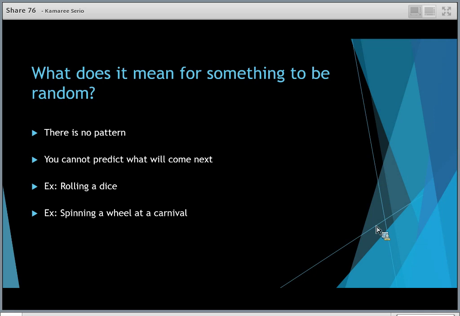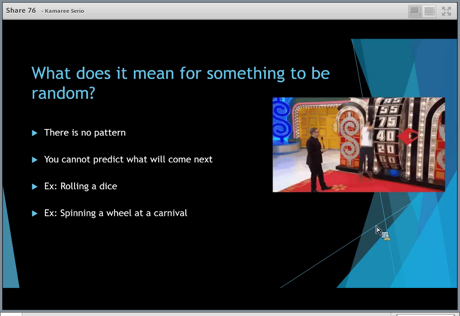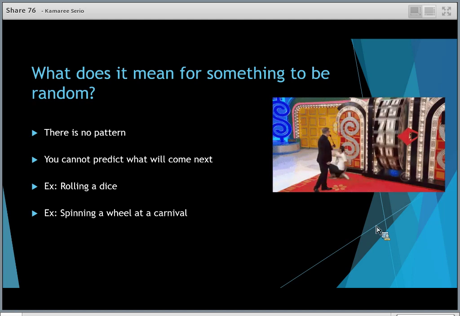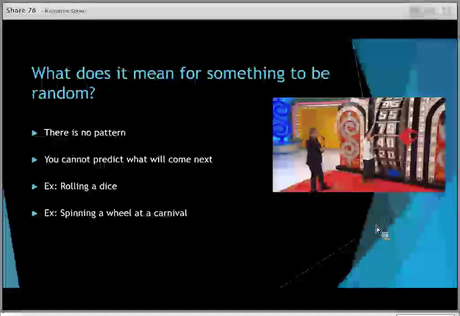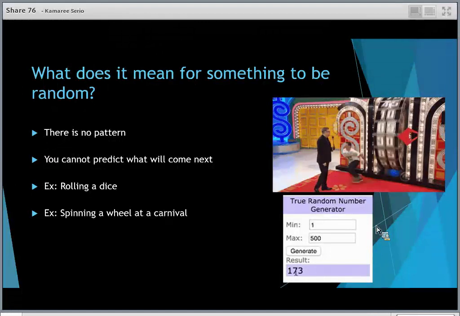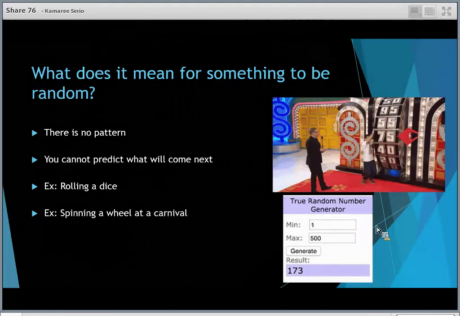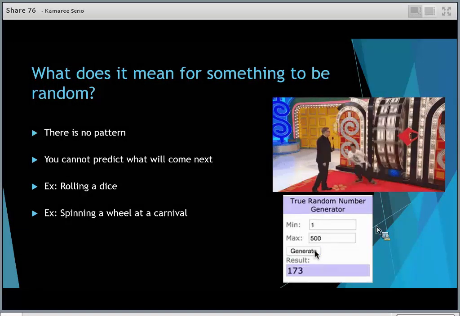Or it's the same thing like spinning a wheel, right? That could be like a wheel at the carnival. It could be like that Wheel of Fortune wheel. Whenever you spin it, you never know what section you're going to land on. So here's an example of a wheel. We don't know what number it's going to land on. We could use a random number generator, right? Because every single number between 1 and 500 has the same exact chance of being chosen.